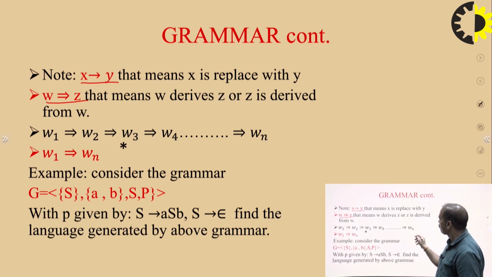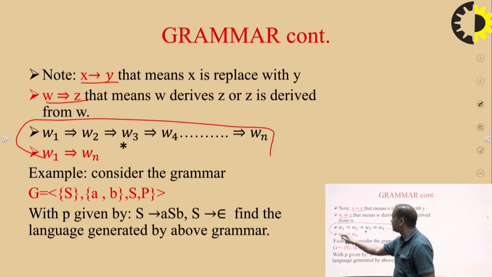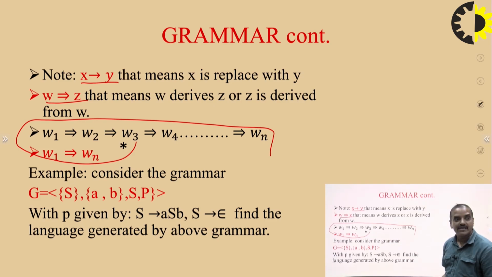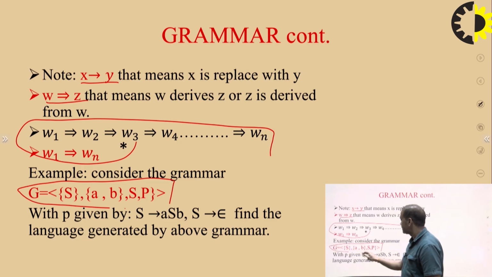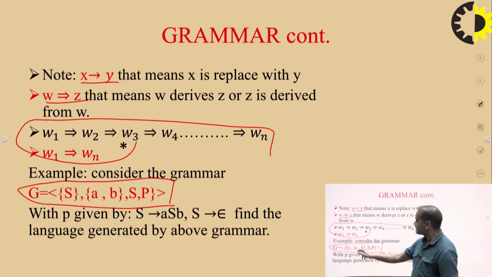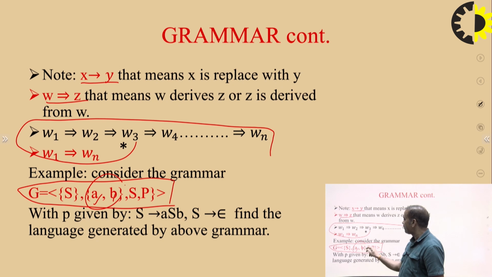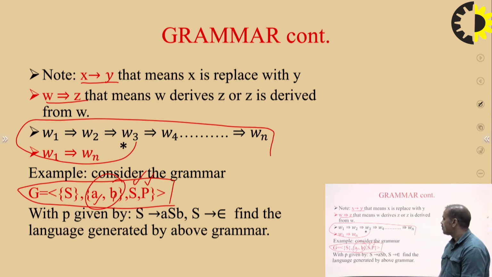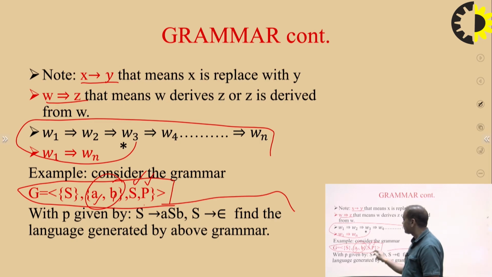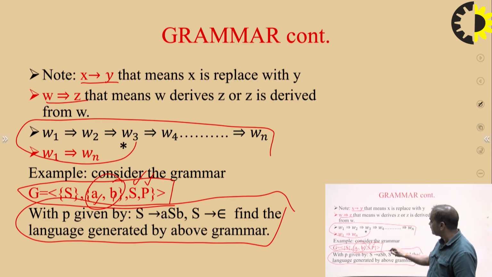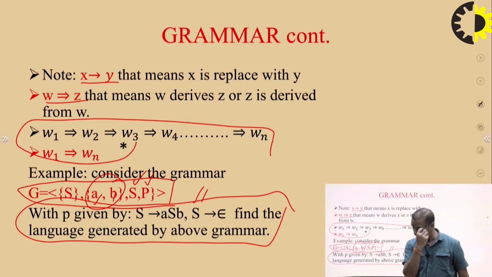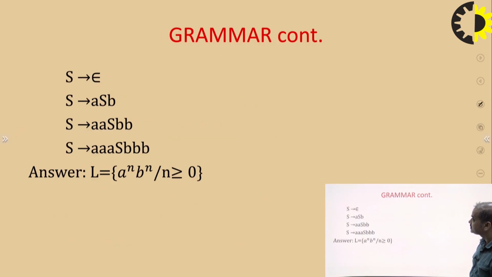This is the formal notation of how a string is replaced by another string using the given set of rules. Here a grammar G is given like this: G equals S, A comma B, where A and B are terminals, also called input symbols, S is the start symbol, and P is the set of productions. Using this set of rules, we have to find the language generated by the above grammar, and the language generated is derived like this.